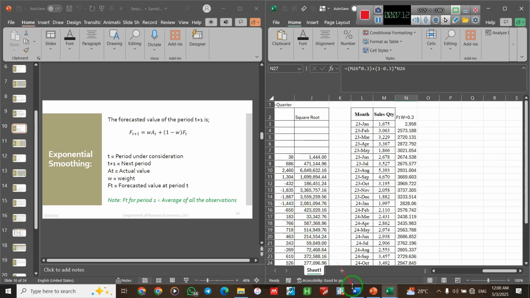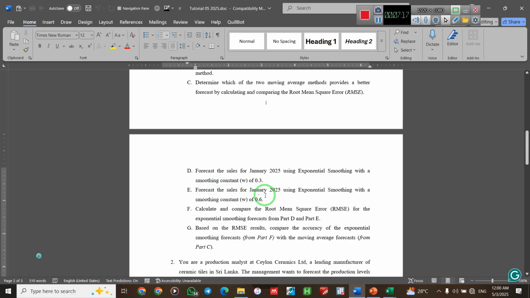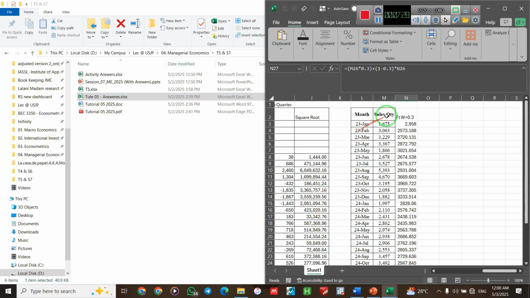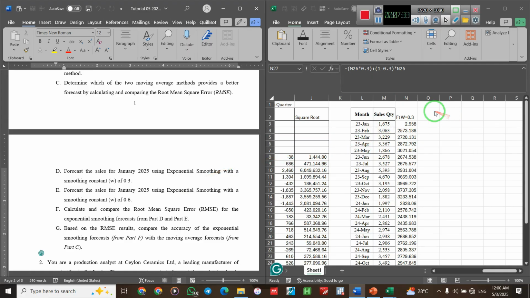In the question, next what they are asking is to forecast the sales for January 2025 using exponential smoothing with a smoothing constant of W equals 0.6. So now we are going to forecast again. Here F_t means we are going to forecast, and our W is equal to 0.6, right?